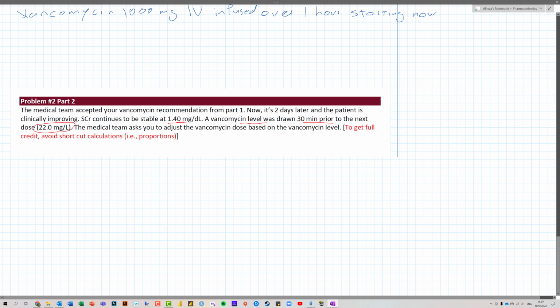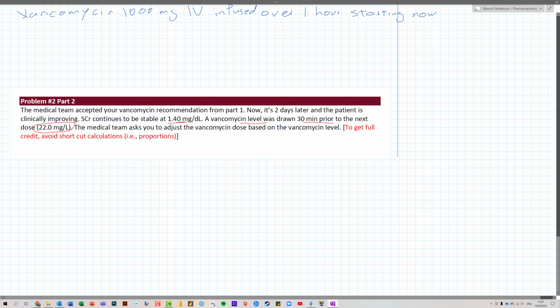Now 30 minutes is pretty close to the trough, so it's not really worth calculating what it would be 30 minutes later. It's fair to say that, if on a 24-hour dosing interval, it has been 23.5 hours since the dose was given and the level is 22, I don't think 30 more minutes is going to bring it down below 20. So it's fair to assume that this is a toxic trough.